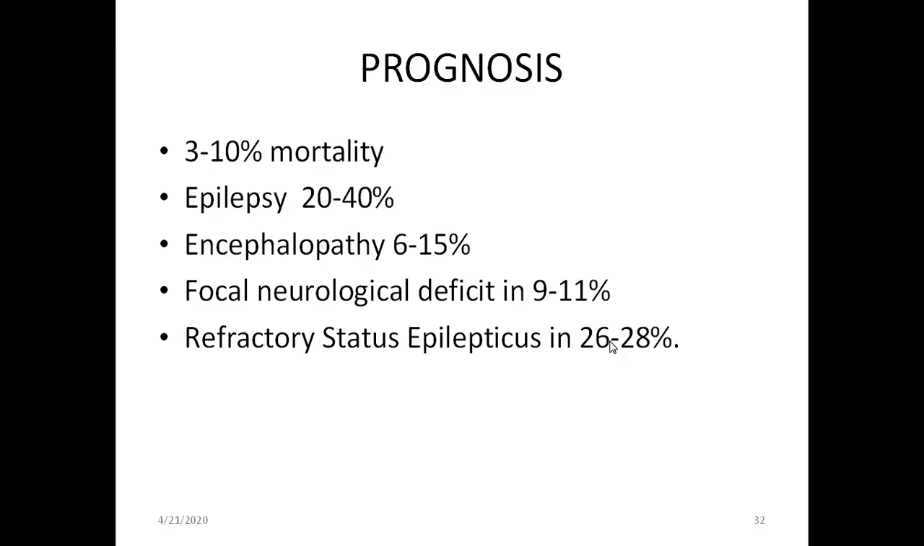So what is the prognosis of status epilepticus? It has 3 to 10% mortality, and it depends on the duration of the seizure. There are chances of subsequent epilepsy, 20 to 40% chances of secondary epilepsy following status epilepticus, and in 6 to 15% of children encephalopathy, like change in cognitive state, learning deficiencies, hearing and visual problems, can occur. Focal neurological deficit in 9 to 11% of patients, and refractory status occurs in 26 to 28% of patients. And obviously when the status is refractory, its prognosis is not good and its long-term consequences are more.